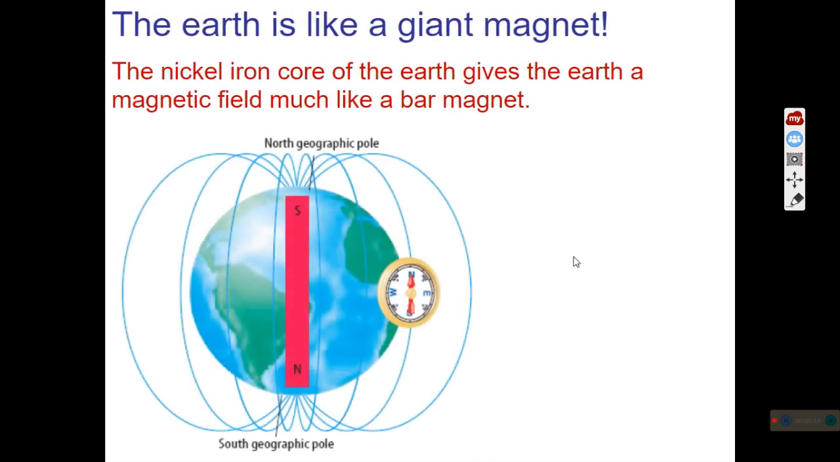So the Earth is like a giant magnet because of our nickel iron core, and we have a magnetic field, which is why compasses do work to direct us north or south, east or west, wherever we are trying to go. If we're looking at a compass, it'll tell us which direction we're going in.